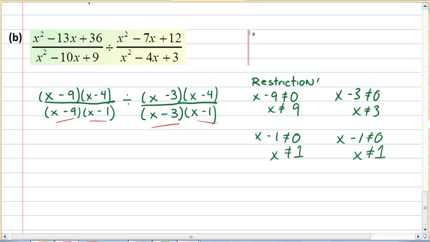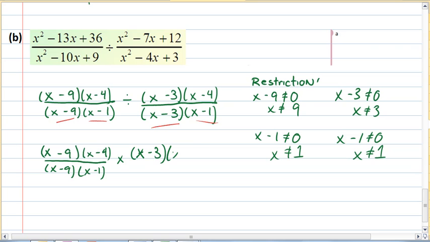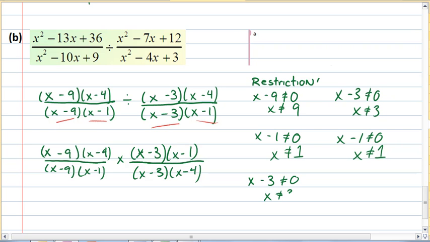So the next step now is to take the reciprocal of the second rational expression and change the operation to multiplication. So we've taken the reciprocal now, and now we can state the added restrictions: x minus 3 can't equal 0, so x can't equal 3. X minus 4 can't equal 0, so x can't equal 4.